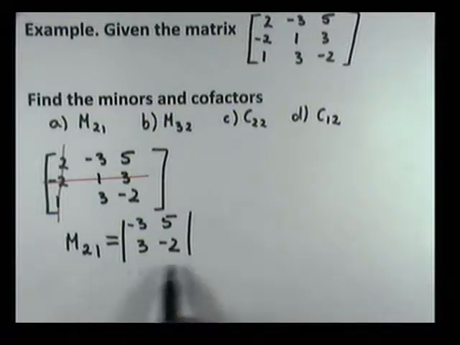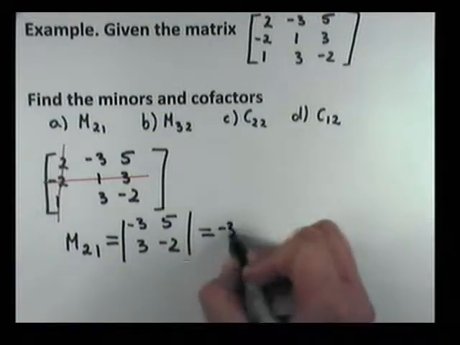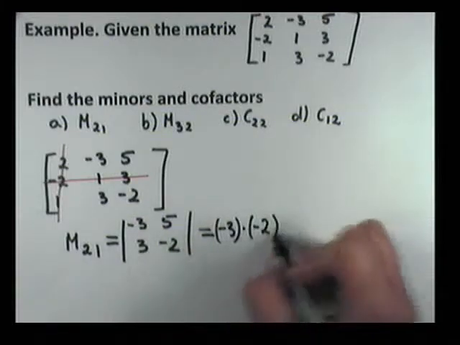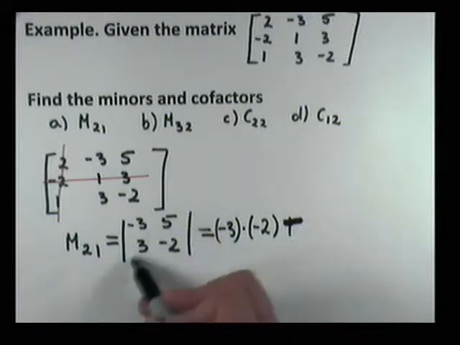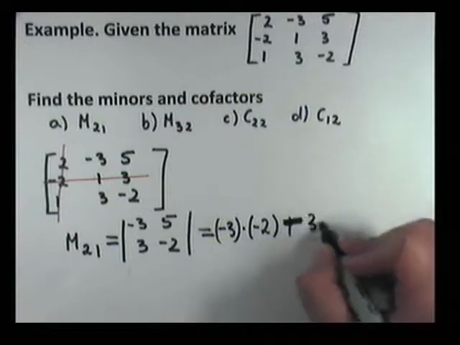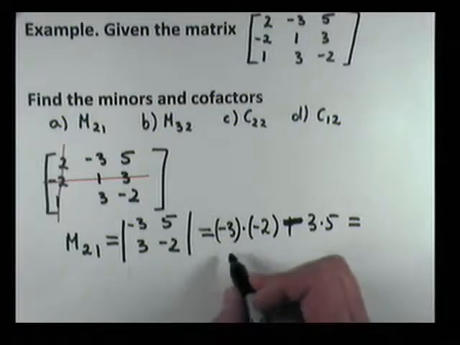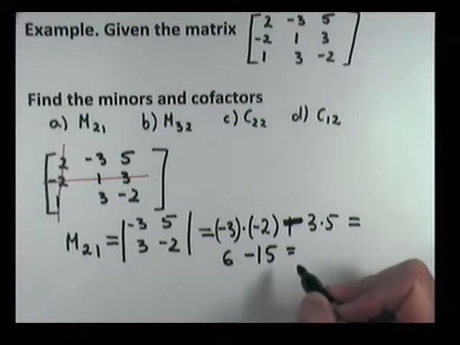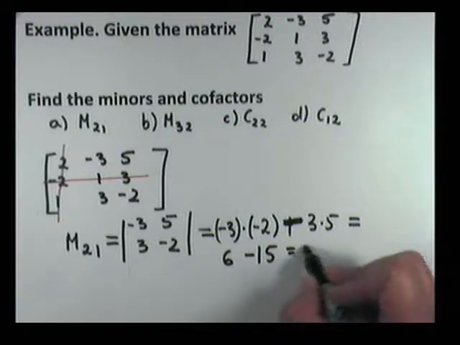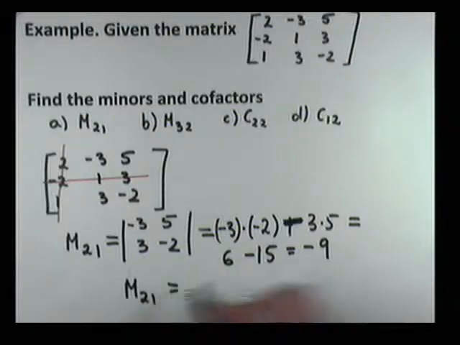Now the determinant of a 2 by 2 matrix, we should know that we cross multiply: minus 3 times minus 2, and then by definition we subtract the other diagonal, 3 times 5. So minus 3 times minus 2 is 6, minus 15, which is nothing else but minus 9. So the minor 2,1 of this given matrix is minus 9.